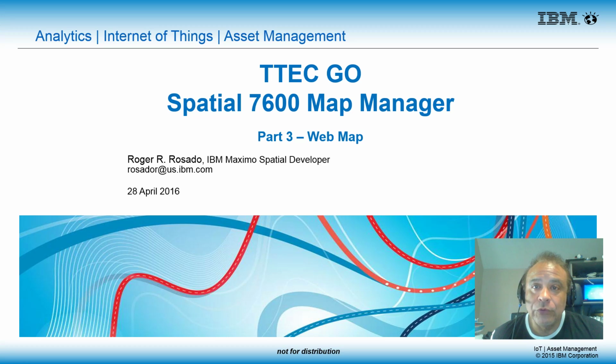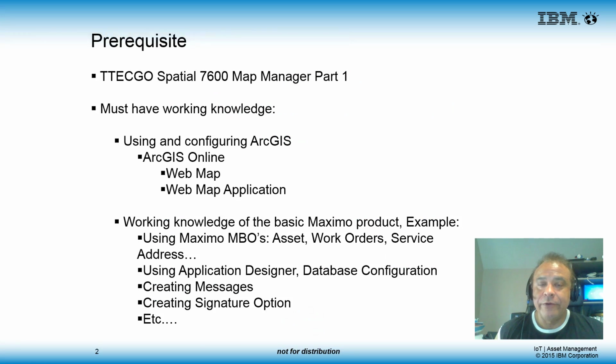Today we're going to talk about web mapping, how to configure it in Map Manager. This is part 3 of the Tech Go series for Map Manager. The prerequisite for this, I believe, would be to at least go through part 1 of Map Manager. And you should have a working knowledge of ArcGIS Online, Web Map, and Web Map applications specifically. There were additional ones in part 1, but for this series, these are the 2 that you should know. And of course, a basic knowledge of Maximo.